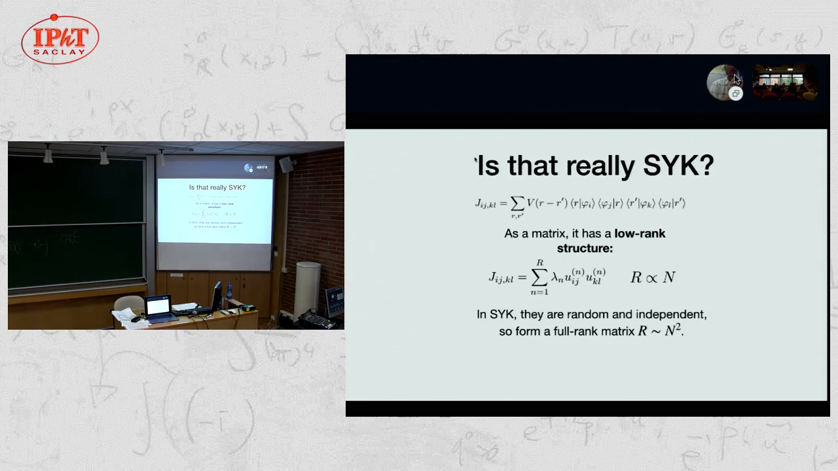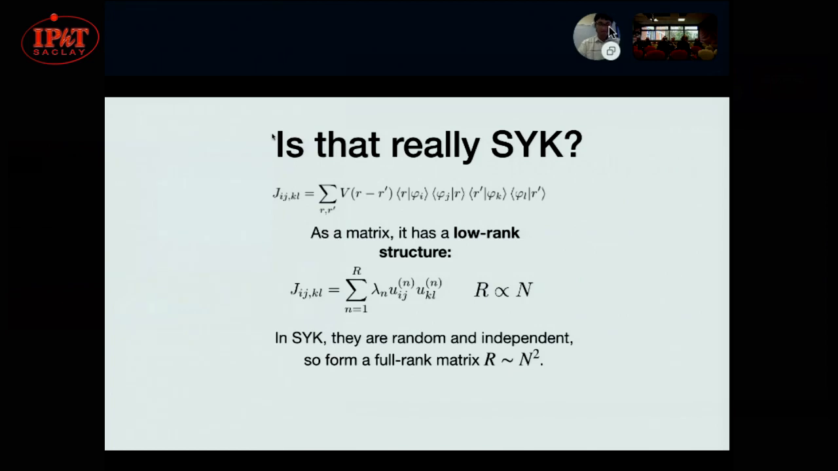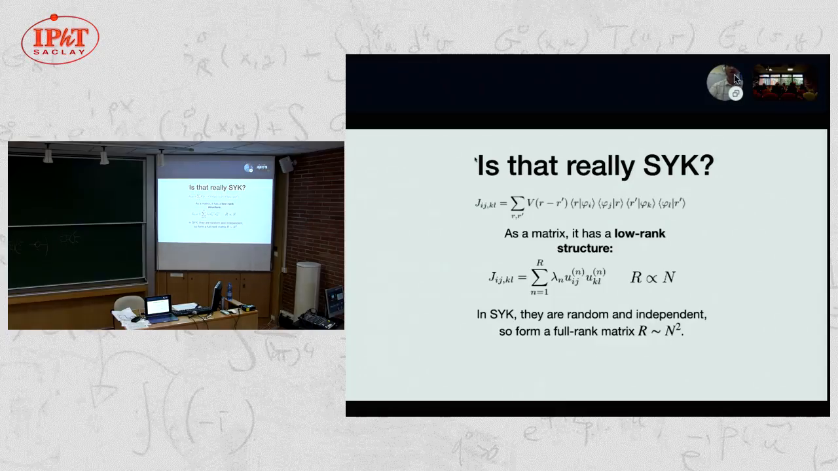Actually, it is not, and it is not very hard to show that if you view J_IJKL as a matrix, if you group IJ and KL as group indices, then this matrix has a low rank structure. You can show that its rank, which I denote as R, is proportional to the volume, N, the number of fermionic modes, whereas the maximal rank, which is realized in SYK, is N squared, because I and J both go from 1 to N. So this is not a full rank SYK matrix, but what we call a low rank SYK matrix. So that's already the first example where a so-called low rank SYK matrix emerges.